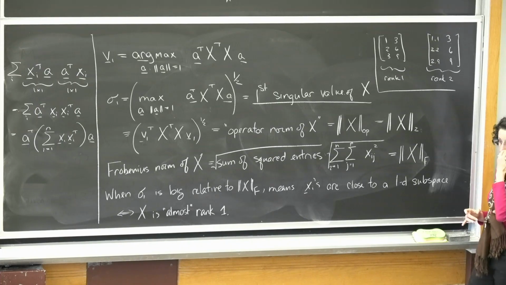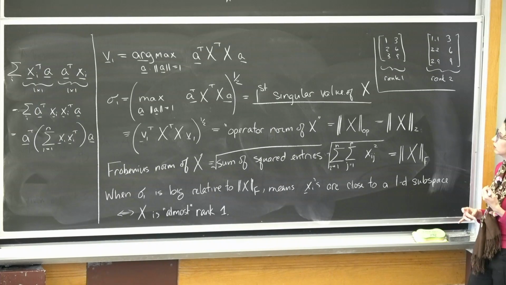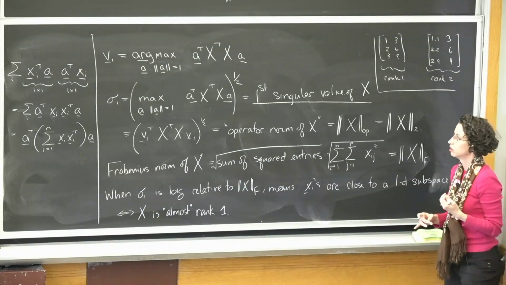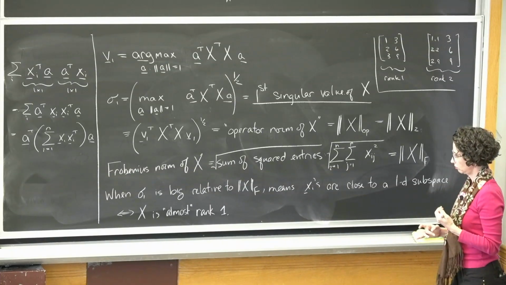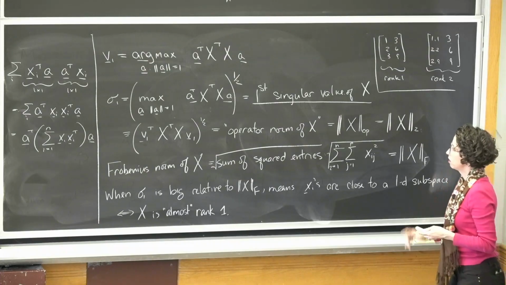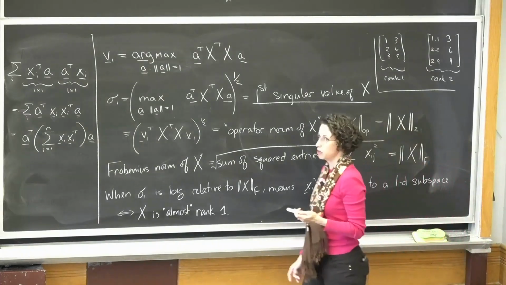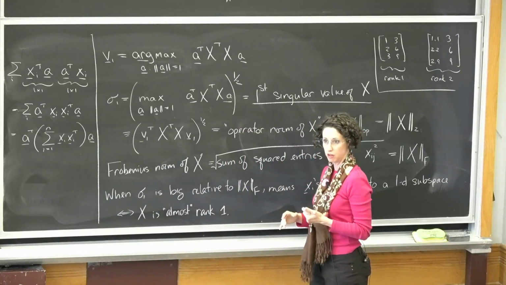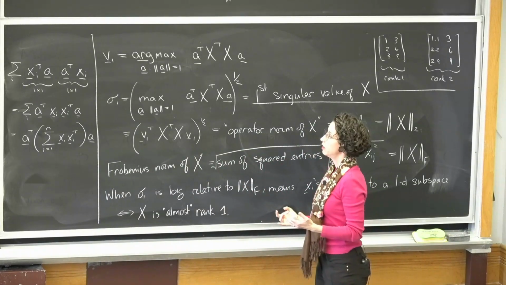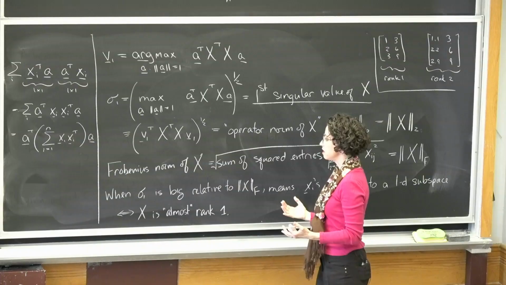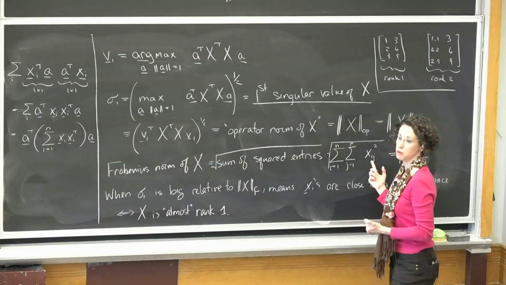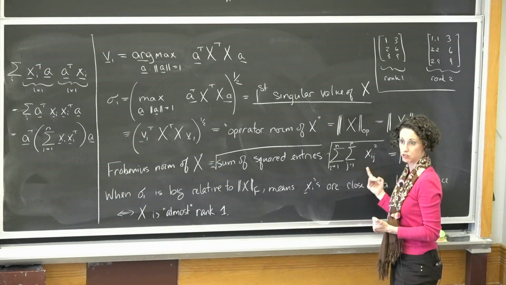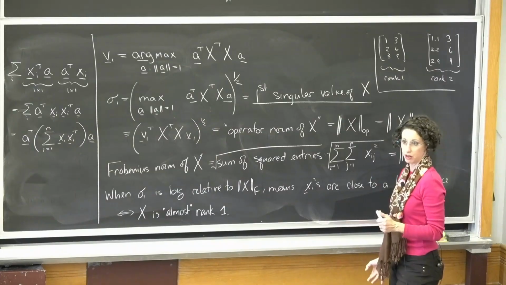Yes? What is the range of sigma 1? Is it something like, if sigma 1 is 1, that means it's exactly dependent, and 0 means it's not? So what is the range of values that sigma 1 can take? I think, yeah, if X is the 0 matrix, it could be 0. It's always non-negative. And then the biggest it could be is actually the Frobenius norm of the matrix, the square root of the sum of all the squared entries.